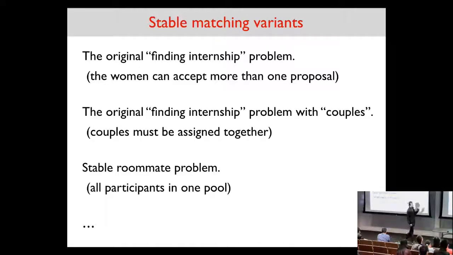You can look at like a stable roommate problem where you don't have explicitly like two sets, X and Y. There's just like everyone is one big pool, and you're trying to like match them together. Like maybe they're trying to find roommates or group members to work on a homework problem. And so there are various variations to this, and you can study these things as well.